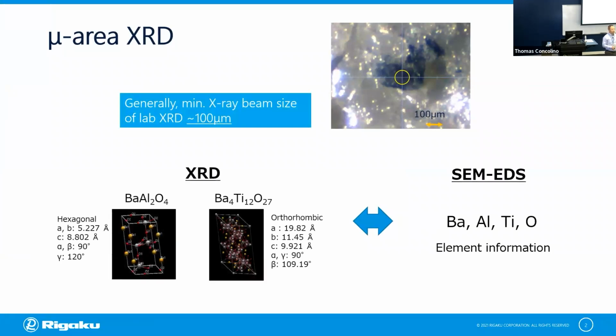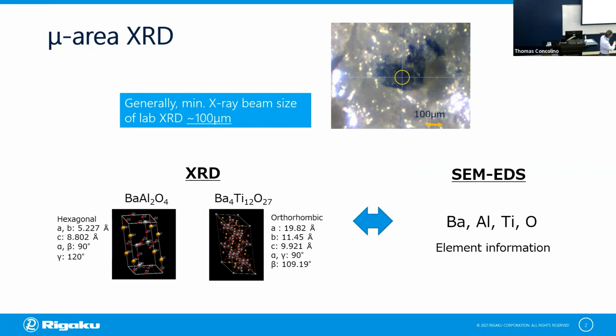The biggest motivation for us to work on this micro area diffractometer is, as you know, most electric components are becoming smaller and smaller. One example is MLCC, and this is a BTO titanate-based MLCC. It sometimes shows impurities. This black spot here is an impurity in a microscopic image. The scale is about 100 micrometers.